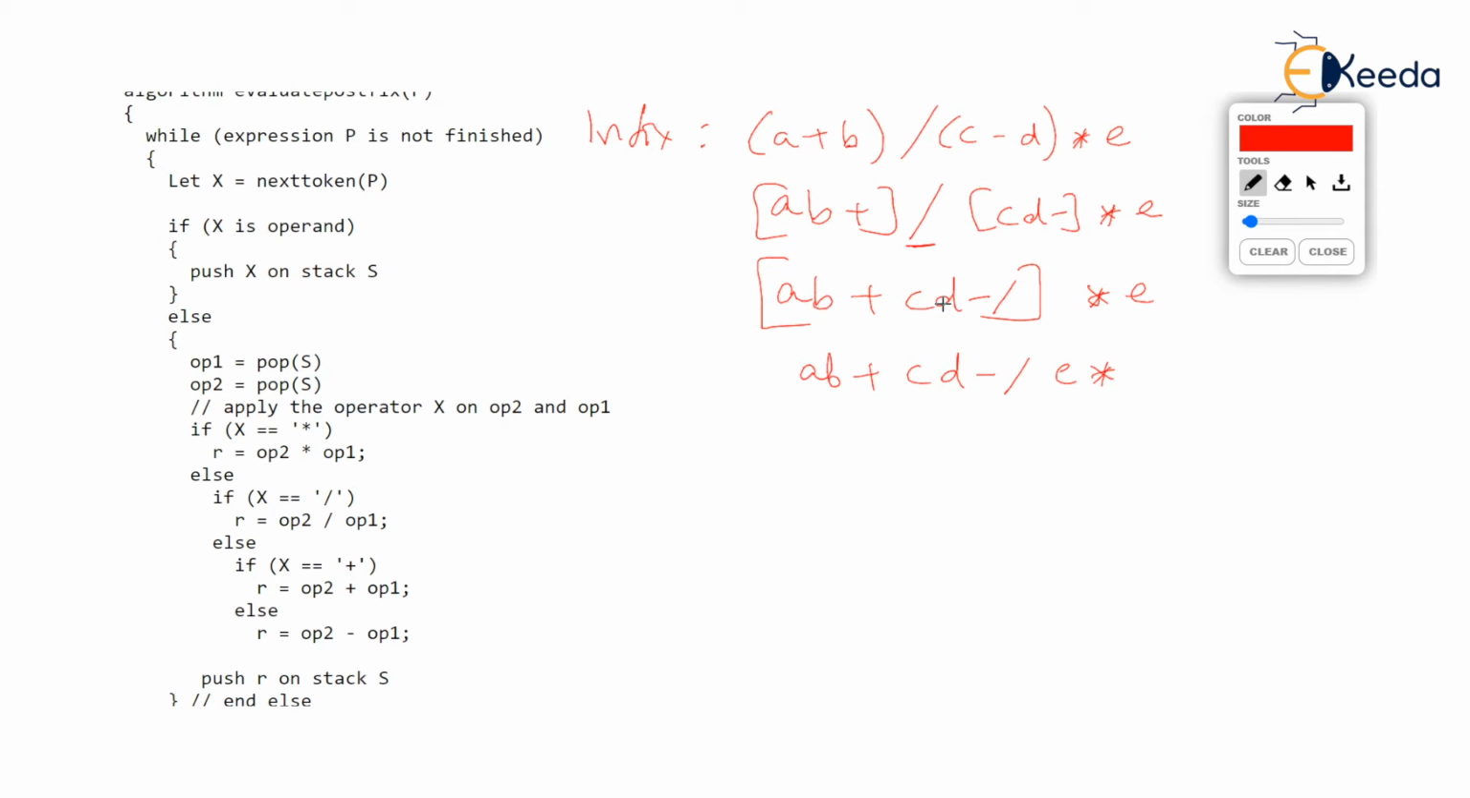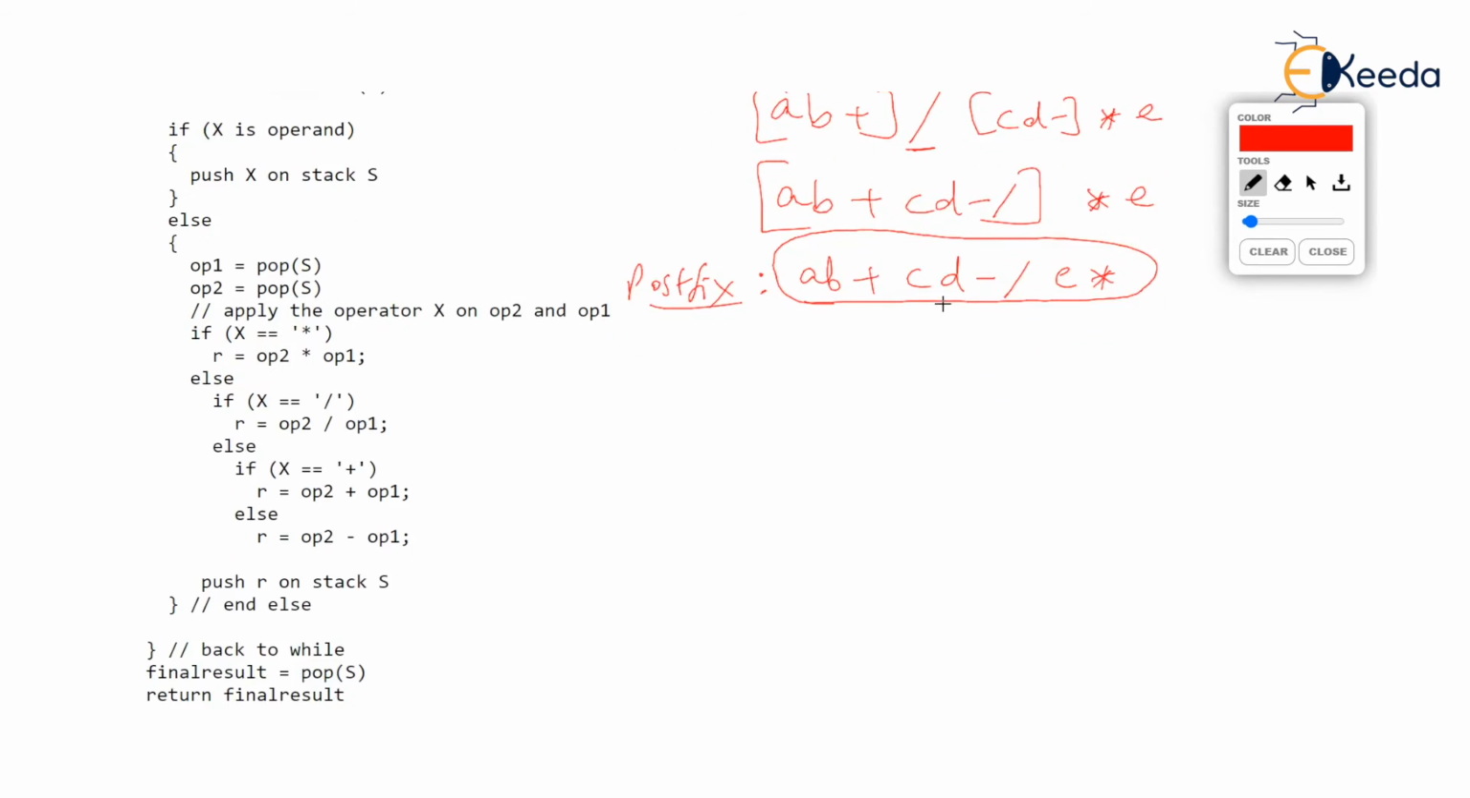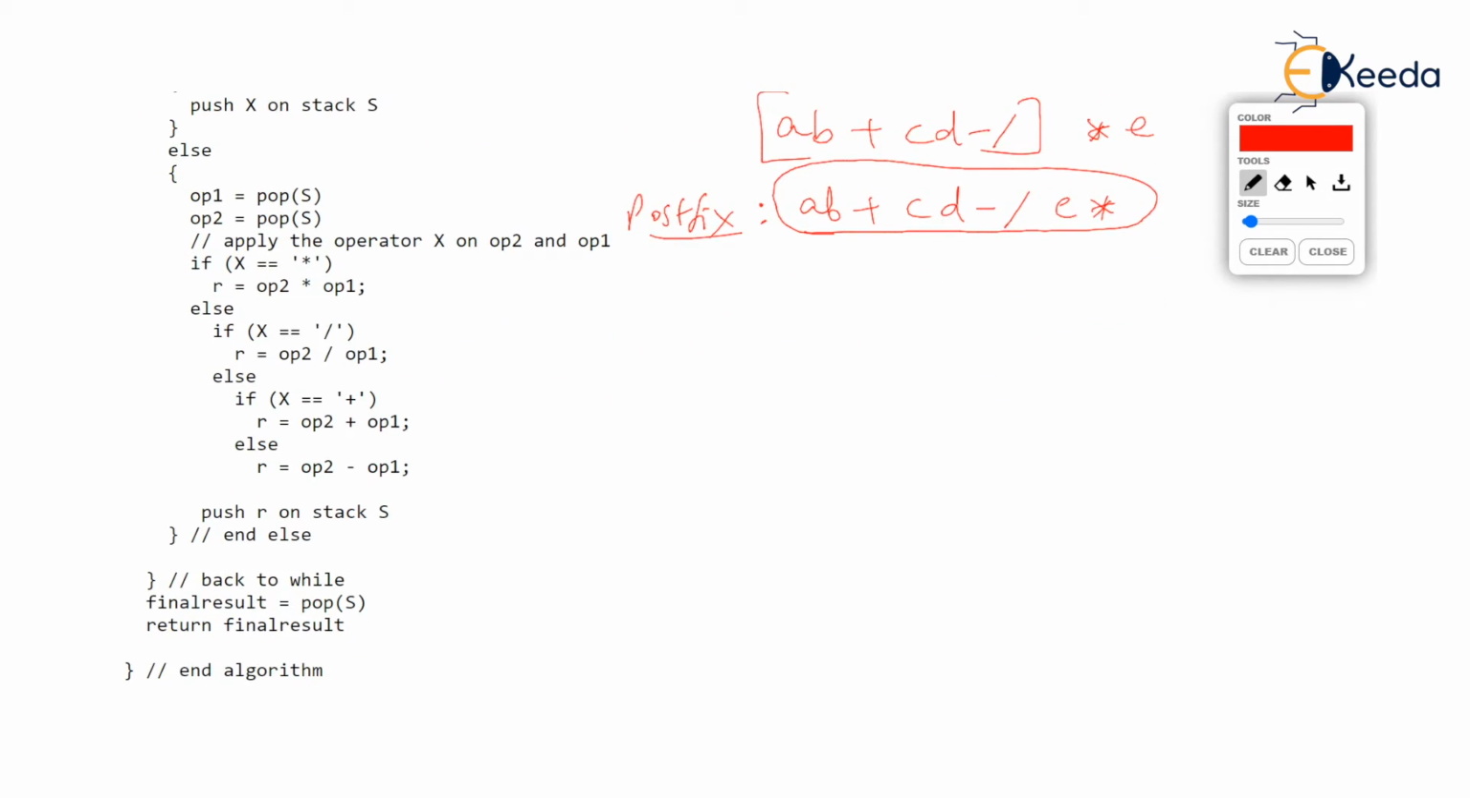Okay, so this is the postfix, and suppose we are now asked to evaluate this postfix. We will use our algorithm. Do you imagine some values for a and b? Imagine a is 5, b is 2, then plus, then let's say c is 10, d is 2, minus, then slash, and e is 3 and multiply.